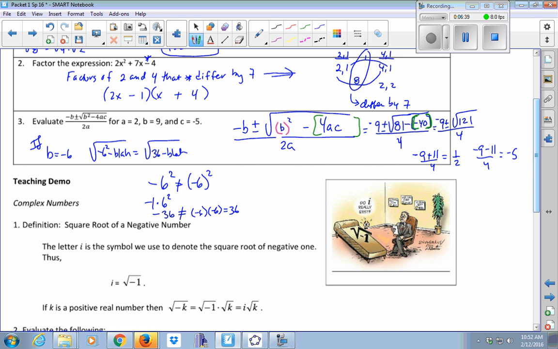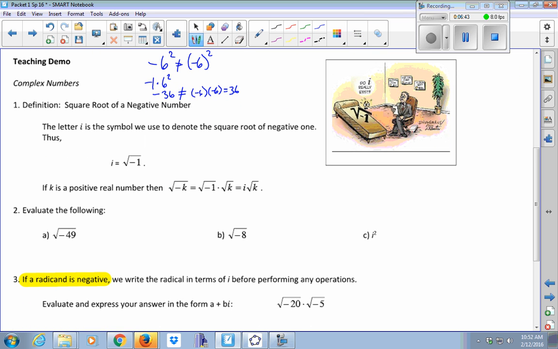All right, so we're going to start off now with the teaching demo. And first we have to cover the idea of complex numbers. We're just going to begin complex numbers. You're actually going to do the arithmetic with complex numbers as part of your class activities.